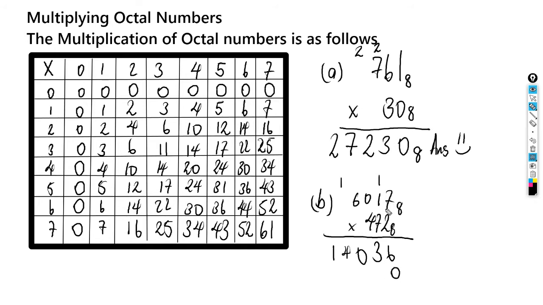7 times 7 would give us 49, which is 61 in base 8, right? So put a 6 here. And then we'll put a 1 here. 7 times 1 would give us 7 plus 6. And 7 plus 6 is actually 13, right? So 13 would be 1 remainder 5. Yes, 8 can go into 13 one time and leave a remainder of 5.